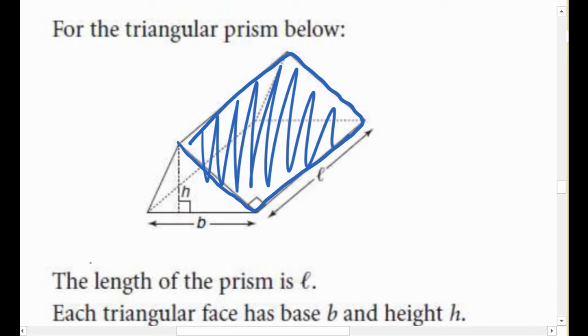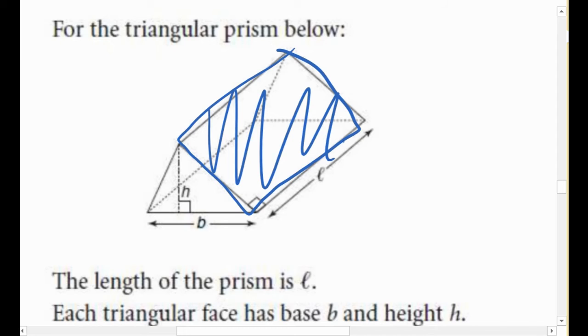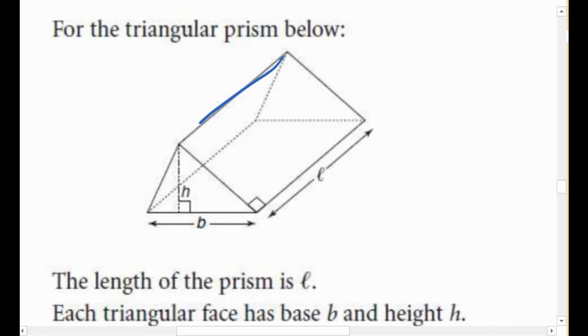To become a prism, there should be identical top and bottom. So if this is the bottom, where is the identical top? Is this the identical top? They're not facing each other, right? So we cannot say this is a top. So to become a prism, there should be identical top and bottom facing each other. So this is not facing this one, and they're not even identical because this length is greater than this length.